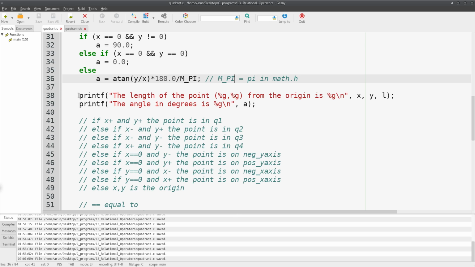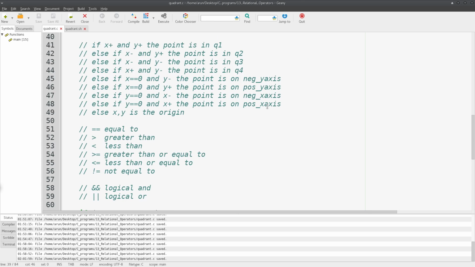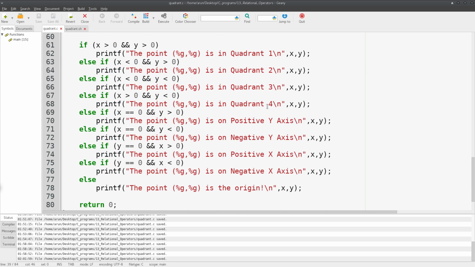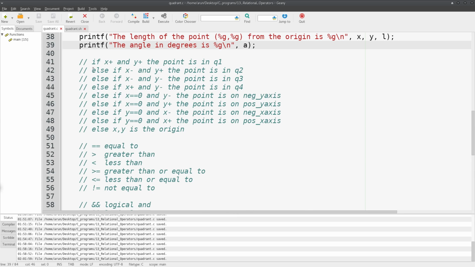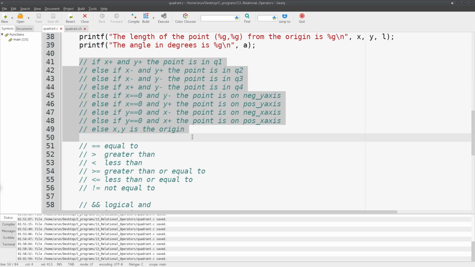And now in these two statements, we print the length of the given point from the origin, and we also print the angle made by the point in degrees with the x-axis. Okay, and now the only thing that is remaining is to indicate where the point is lying. So this is the pseudo code, or the intuitive code, we can write to explain our logic.